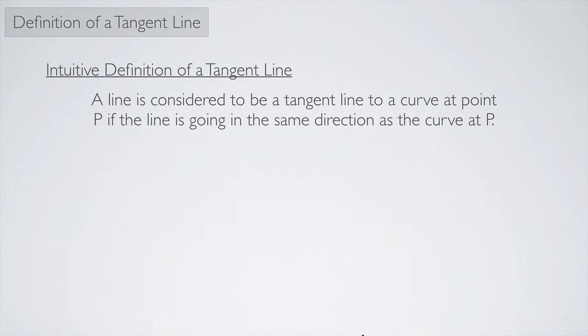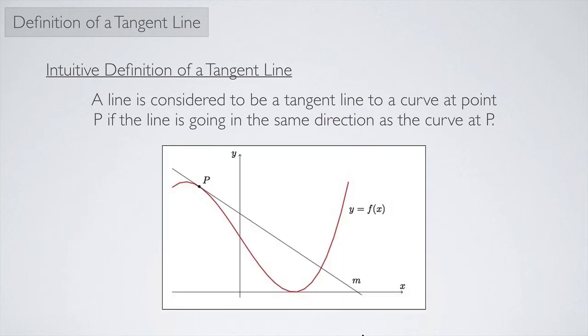Well, for right now, let's look at an intuitive definition of a tangent line. And we'll say that a line is considered to be a tangent line to a curve at point P if the line is going in the same direction as the curve at P. So if we look back at this function right here, here's our point P, and we see that the line looks like it's going in the same direction as the curve at that point. And we're just looking right at this point, so we're not going to worry about what happens over here.